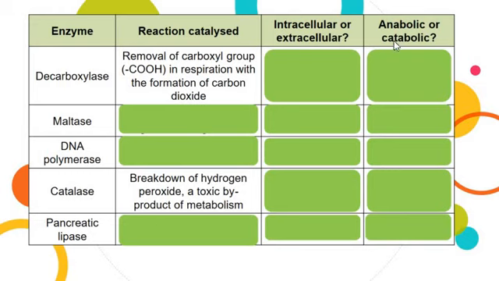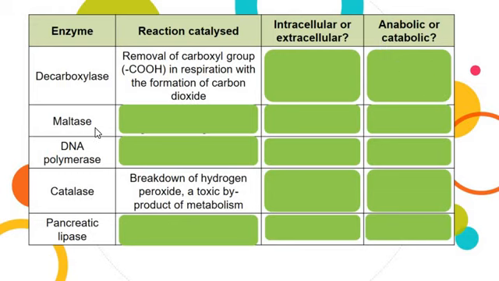The next is anabolic or catabolic. So as a reminder, anabolic reactions we know are to do with making bonds. Catabolic reactions are to do with breaking bonds. So in this example where we're removing a group, we need to think, are we making or breaking a bond here to decide what we should put in this box?